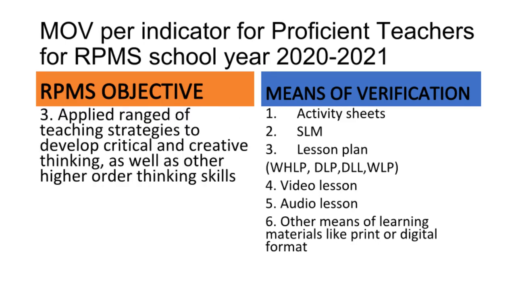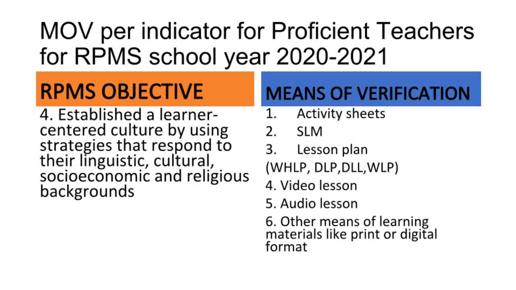RPMS objective: Applied a range of teaching strategies to develop critical and creative thinking, as well as other higher-order thinking skills. Means of verification: Activity sheets, self-learning module, lesson plan like WHLP, DLP, DLL, WLP, video lesson, audio lesson, other learning materials like print or digital format.